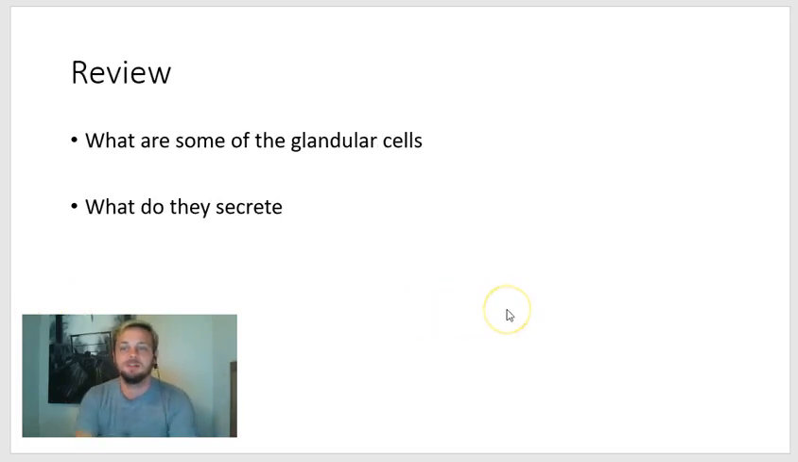So what are some of the glandular cells? Two of the big ones: chief cells, parietal cells. Parietal cells making hydrochloric acid, chief cells making pepsinogen.